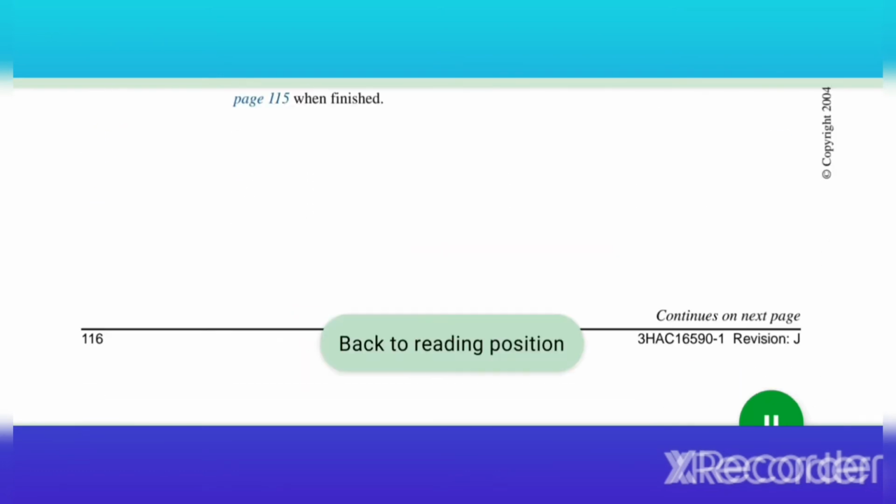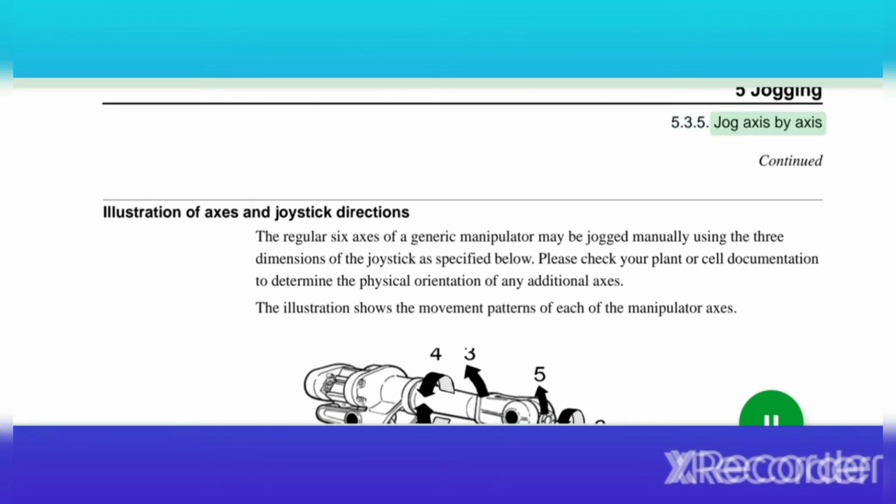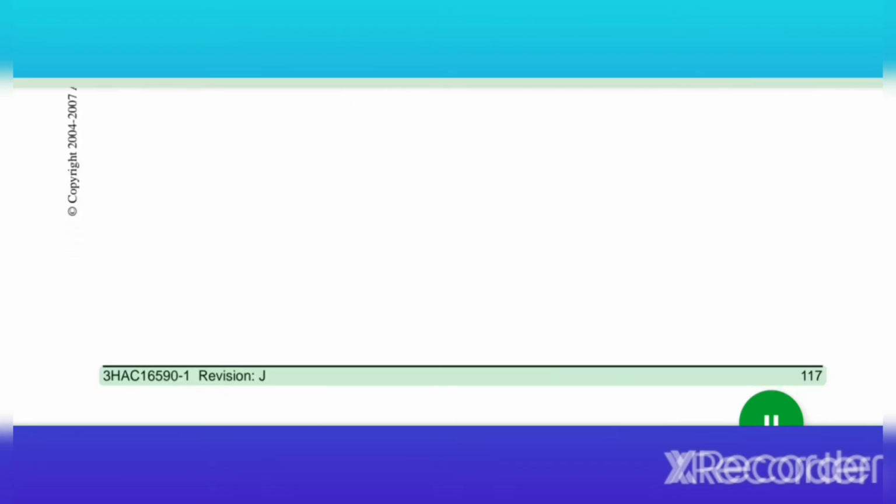Continues on next page. 5 jogging. 5.3.5. Jog axis by axis. 3 hack 16590-1 revision, J117. Copyright sign copyright 2004 to 2007 AB, all rights reserved.